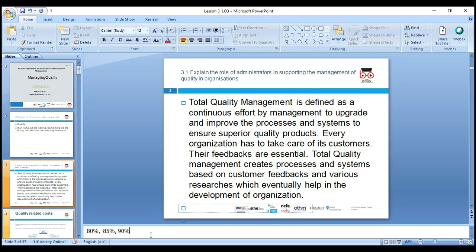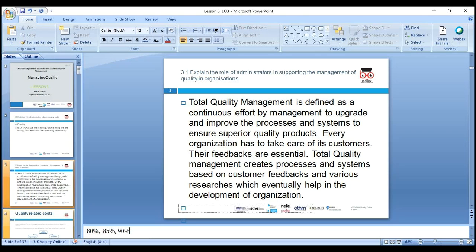No, sir. So every organization has to take care of its customer. Their feedback is essential. So we need to have a feedback system in place in our organization: online feedback, drop boxes, a complaints procedure. If anybody has any issue, they can complain or email, and they can let us know how they feel about the organization.